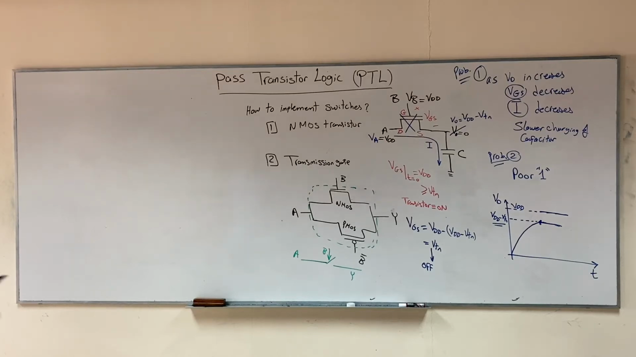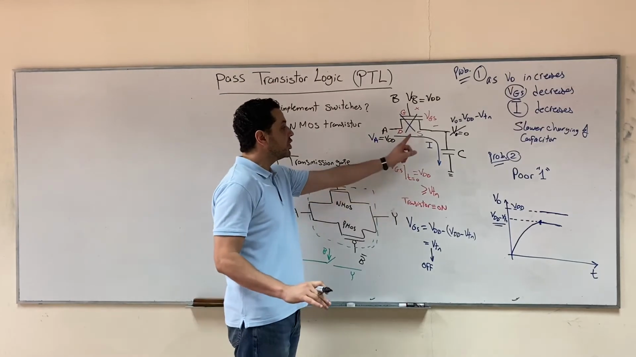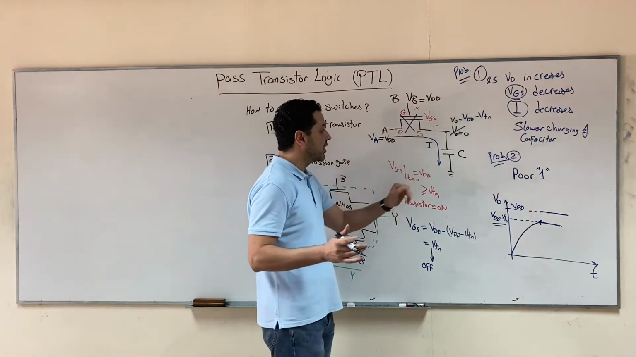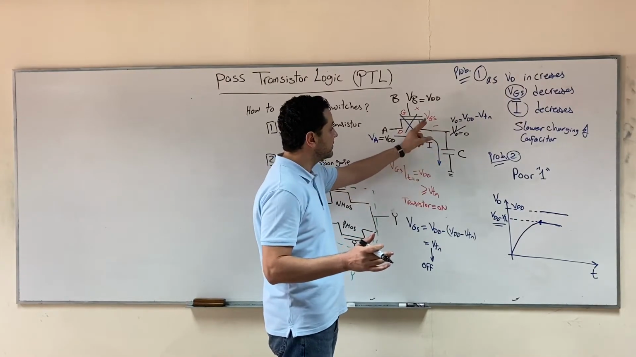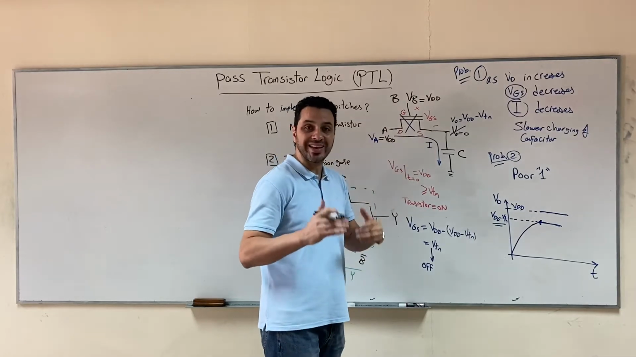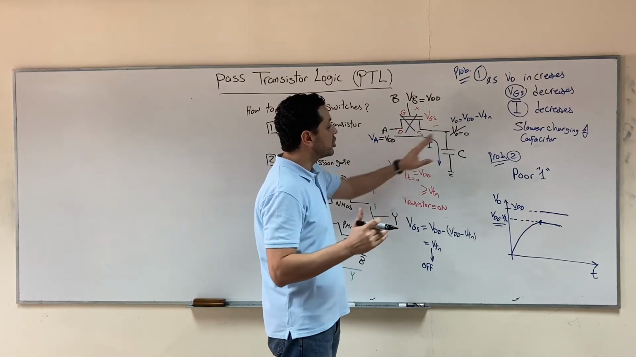So in the previous video, we saw that there are two problems related to implementing the switch using an NMOS transistor. The first problem was the slow charging of the capacitor. As V output increases, VGS is going to decrease, which will cause the current charging the capacitor to decrease as V output is increasing, which will take a long time to charge the capacitor.